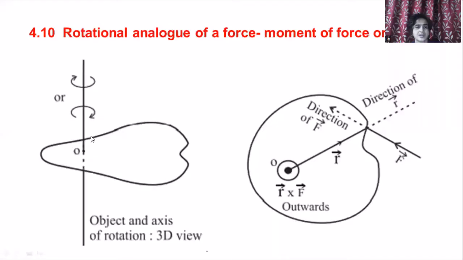See, here we can see an object. This is the body, this is the axis of rotation, and body can move in clockwise direction or anti-clockwise direction. Again, here it is, this is just to show you the axis of rotation. Now see, this is the body. See, this is the direction in which force is applied.